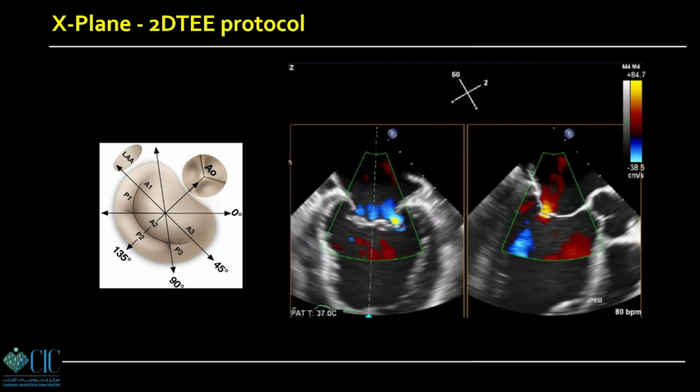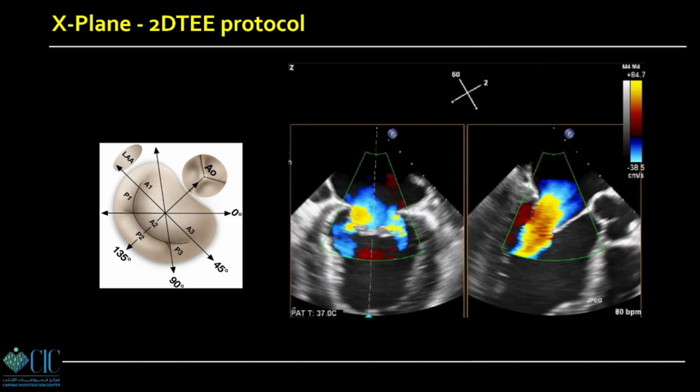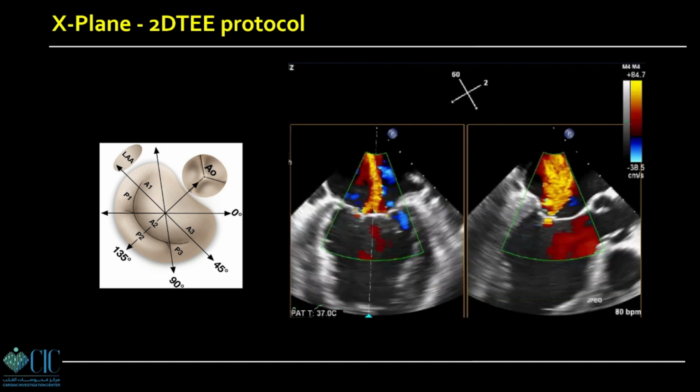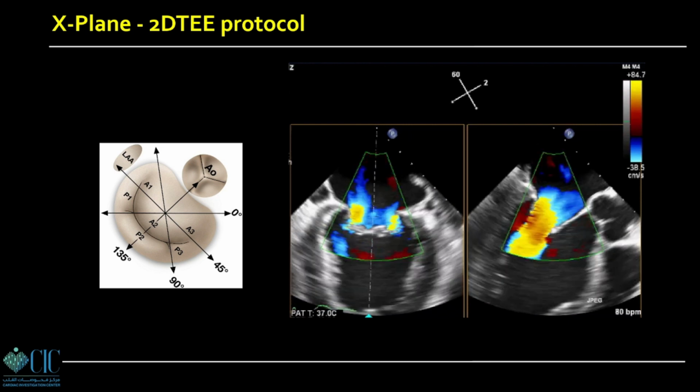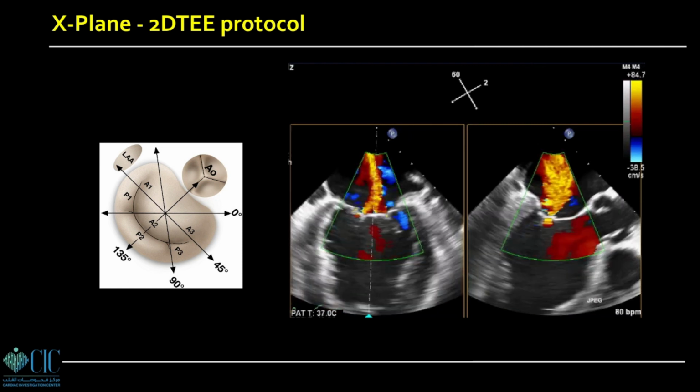Start by the commissure. Put the X-plane. If you put the X-plane in the middle, A2, it will give you A2, B2. If you put it at B1, A1, P1. B3, A3, B3. By the way, you can do the same with transthoracic.